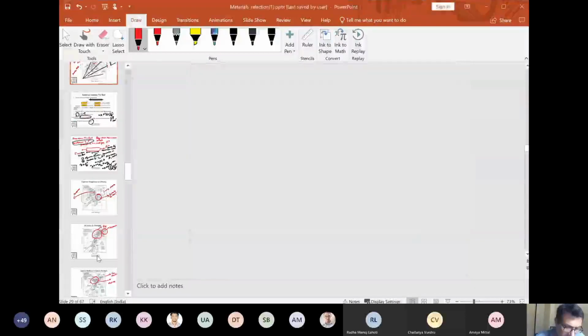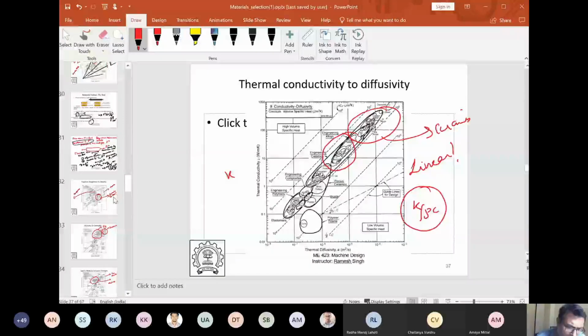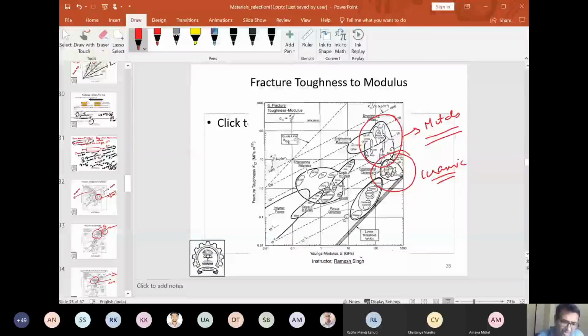So this is one aspect which I showed you. And then what I will do is I'll quickly go over all the other things.